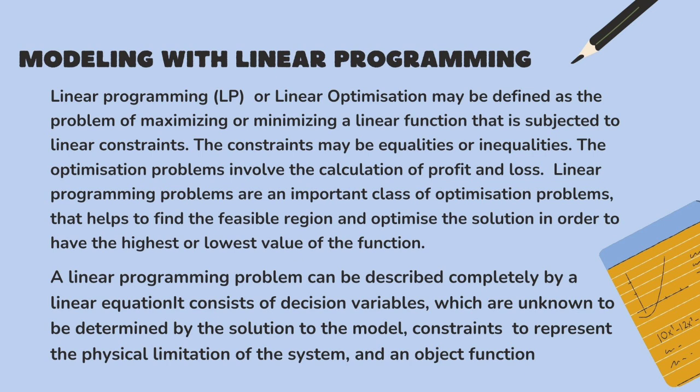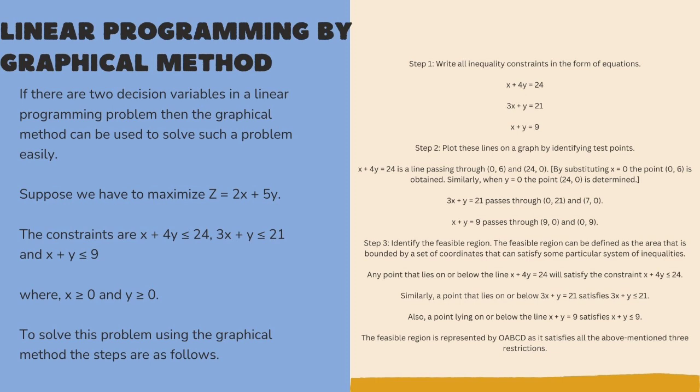A linear programming problem can be described completely by linear equations. It consists of decision variables, which are unknowns to be determined by the solution to the model, constraints to represent the physical limitations of the system, and an objective function. Linear programming by graphical method.